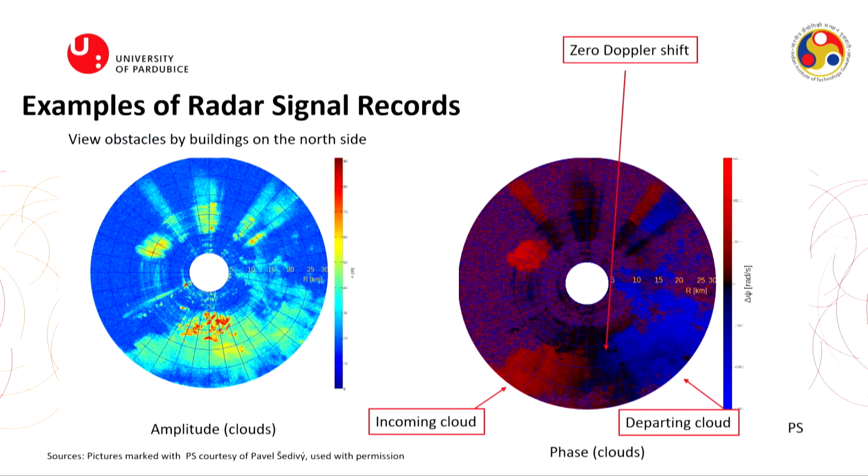There is another example of radar signals where it is dark. It is zero Doppler shift, which means static. This blue one is departing clouds, and this red one is incoming. Why different color? If something goes away from me, the Doppler shift will be negative, and positive otherwise, so it is just different coloring.